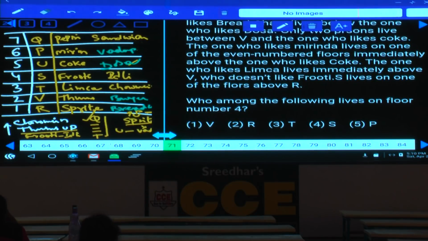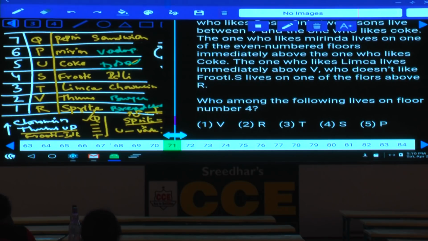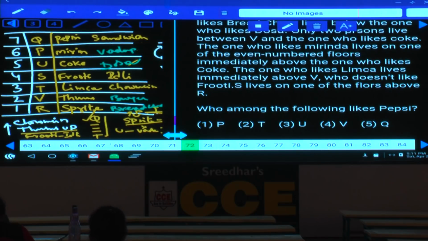Then question number 71. Who among the following lives on floor number 4? S, tell me who is that person here? S, that is given in choice 4. S lives on floor number 4. Then question number 72, who among the following likes Pepsi? Who likes Pepsi here? The one who likes Pepsi is Q, that is choice 5.